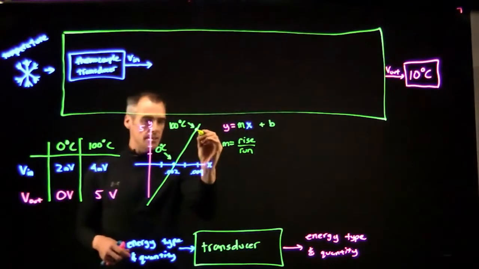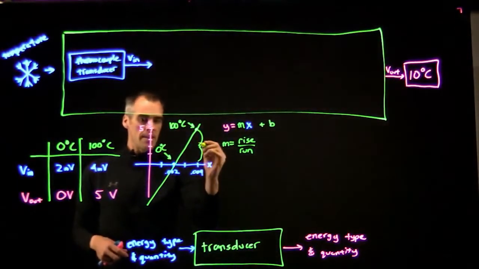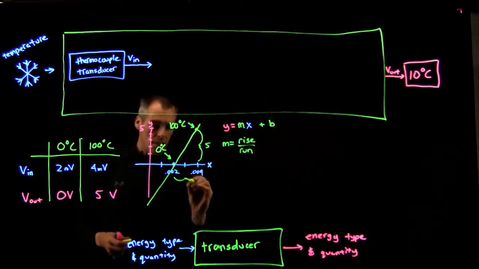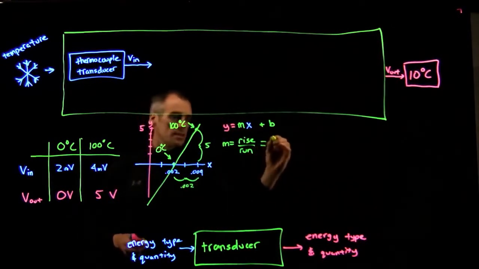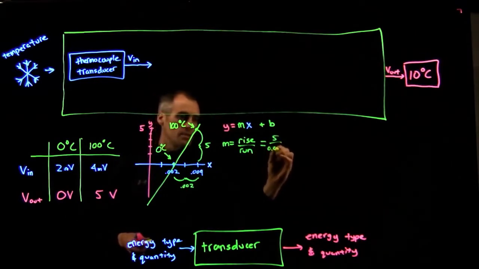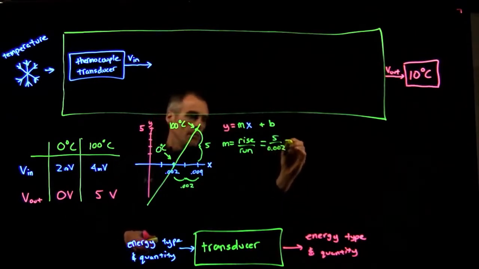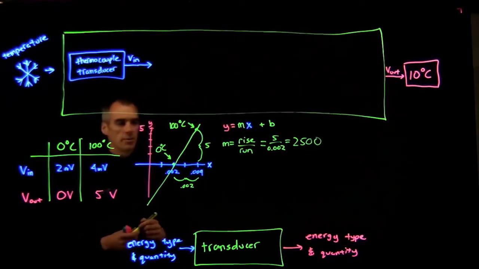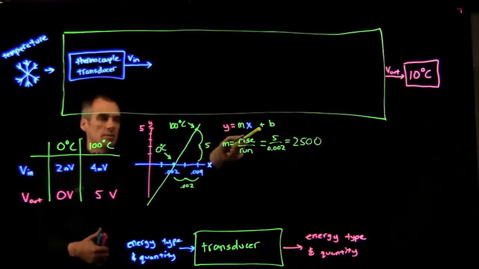Our rise is going to be right here, and that's just going to be 5. And our run is going to be down here, and that's going to be 0.002. So we can plug those in, 5 over 0.002, and we end up with a fairly large number of 2,500. So first we find that slope, and then we also need to find b.